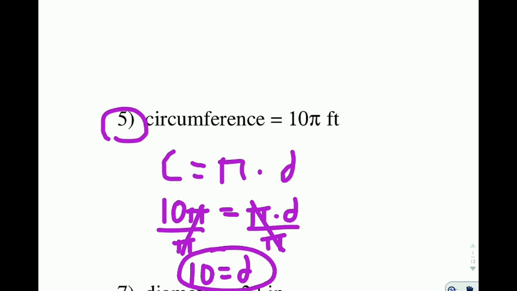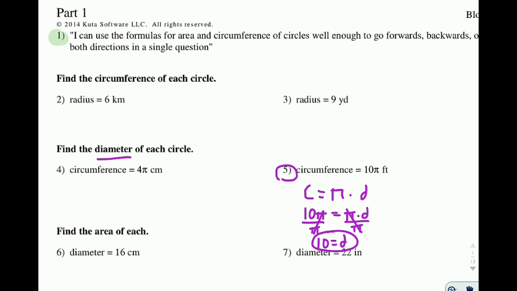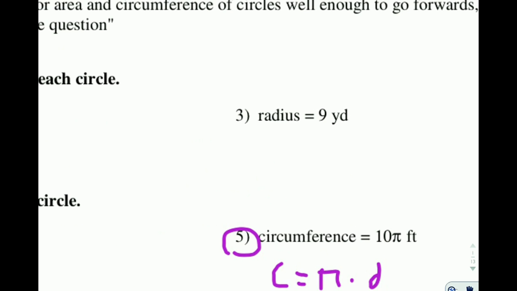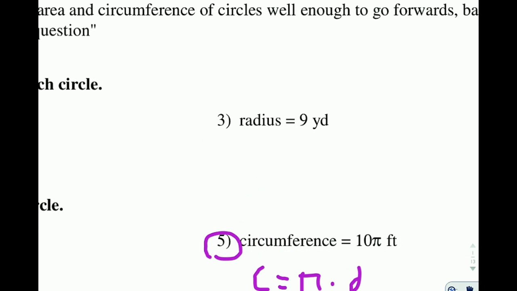So that's my answer. We're going to jump up to number 3 here just because I want to show you something with using exact answers. For all of these problems, I want you to use exact answers, not decimals. So that means if you're using your calculator, you wouldn't push the pi key. You wouldn't use 3.14. We are asked to find the circumference of the circle.